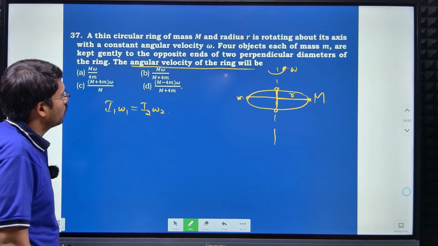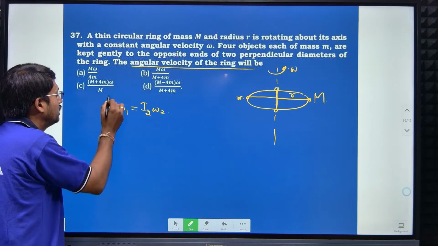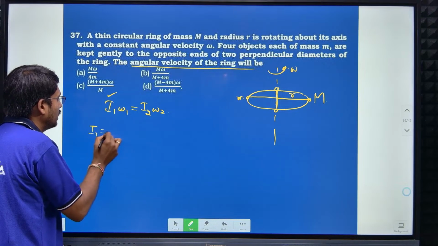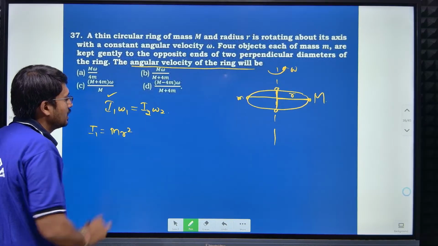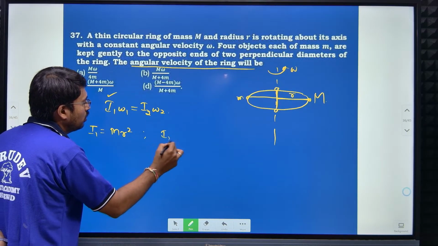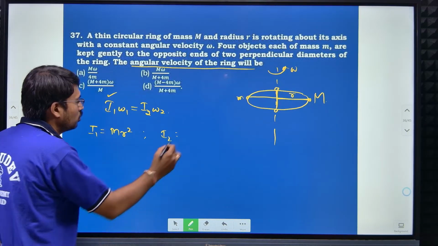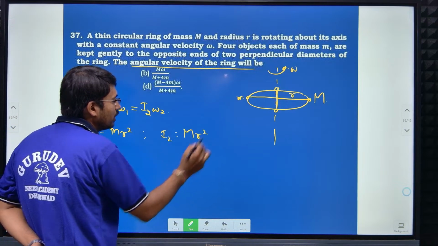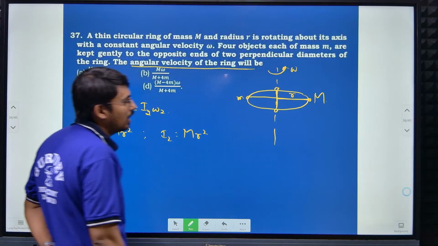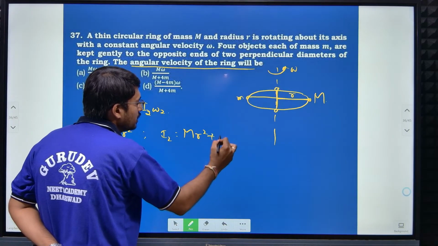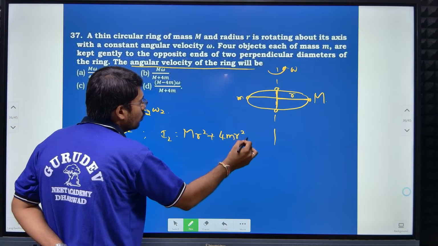So here we have to look at a ring. Let us say this is the initial case. I1 we can take as it is, only for a ring. Because it is a ring, we write it as mr square. And for the case of I2, what happens? For I2, we have a ring, and along with that we have the 4 particles. They are at a distance r from the axis. So therefore I can write it as 4 m r square.